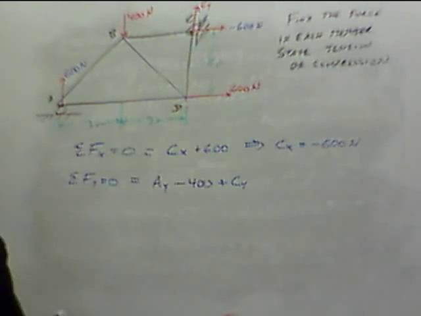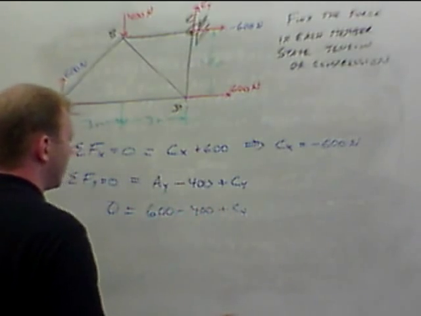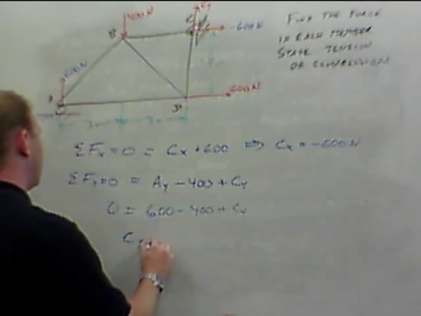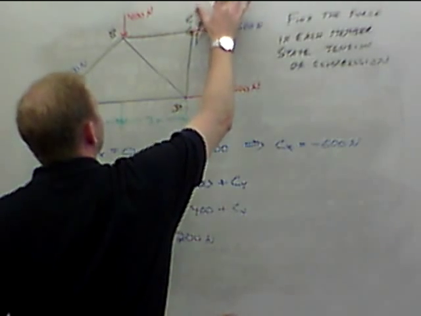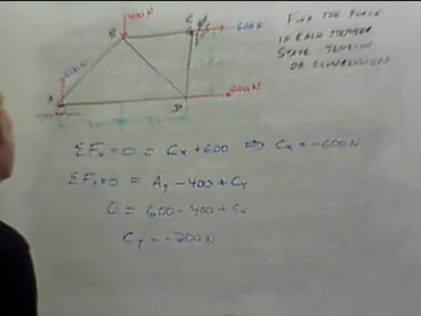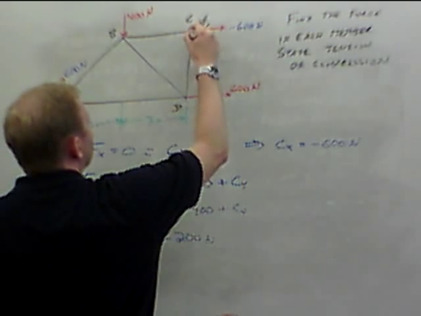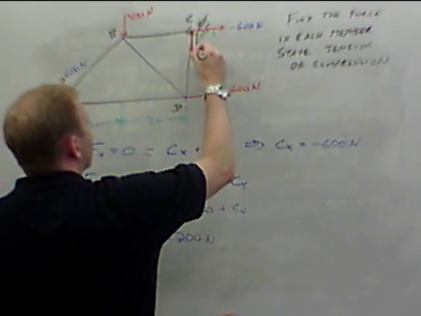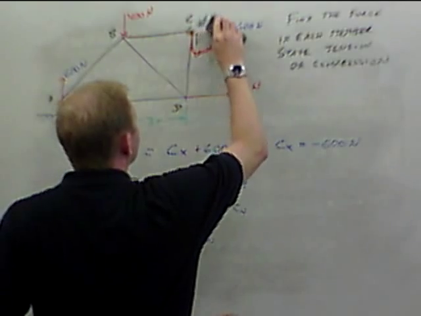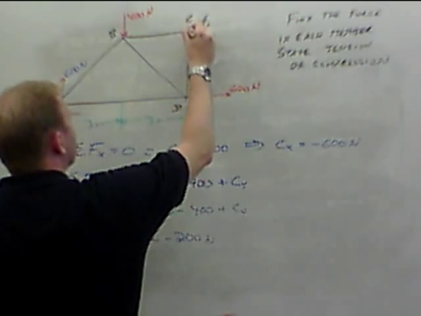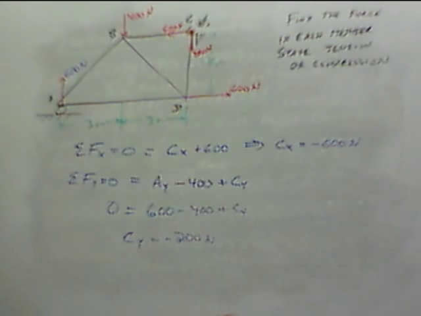Going back to summation of forces in the y, this is now 600 minus 400 plus Cy equals 0. Combine this, negative 600 plus 400, so Cy is a negative 200 newtons. So I'm actually going to reverse this. C, believe it or not, is holding it down, which is a little surprising, but it is. C is pushing down on this thing with 200 newtons. I'm also going to redraw Cx to make it go in the correct direction. Now all my forces have positive values in the directions that they've been drawn.